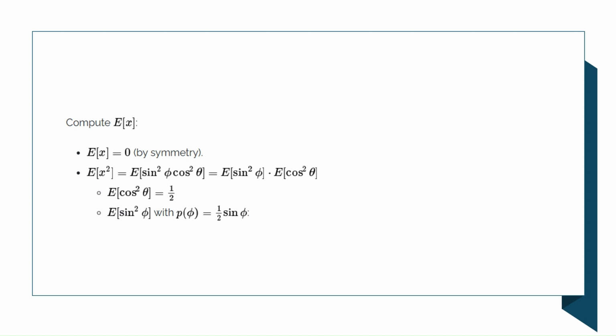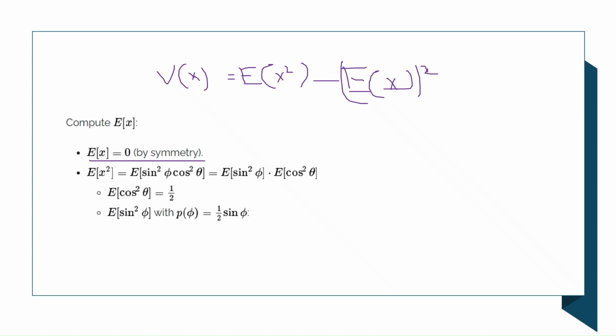Now, because we have to calculate the variance of x, we'll use the same formula as we used in the previous video, which is the expected value of x squared minus expected value of x whole squared. Because we have a sphere which is symmetric around the origin, the expected value of x is 0 by symmetry. For the expected value of x squared, we know that x is sine phi cos theta from the previous slide. There's no r because the radius is 1 here, so x squared becomes sine squared phi cos squared theta.